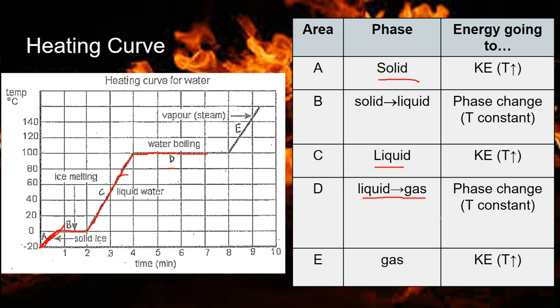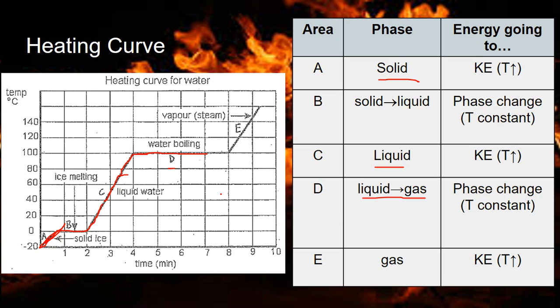So your phase change is what's happening. Your temperature remains constant. In this case, you're boiling liquid to gas. And then E would be the gas phase. So now you're just heating up the gas phase and kinetic energy goes up again.